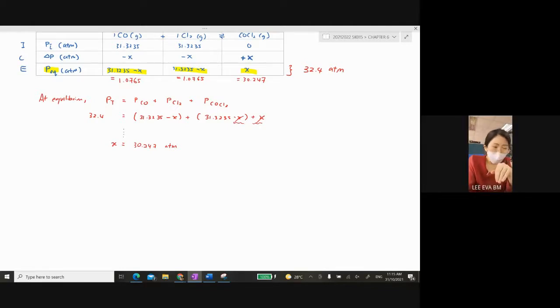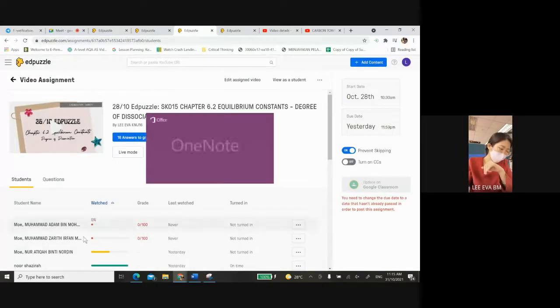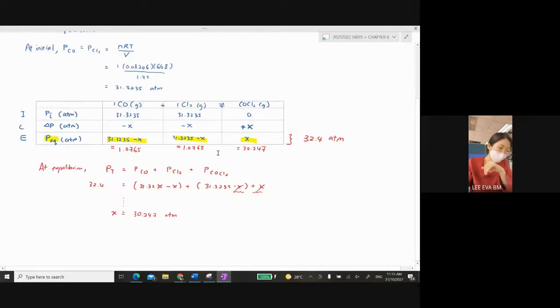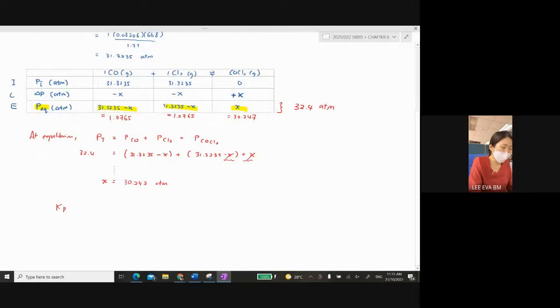Okay, so the next part comes to our final target of the question, which is to calculate Kp. So of course you need to come up with your Kp expression. Kp equals the product sitting on top, the partial pressure of COCl2, over the pressure of CO and the pressure of Cl2. Do you get the correct expression for Kp?